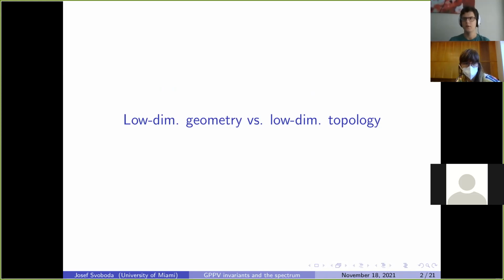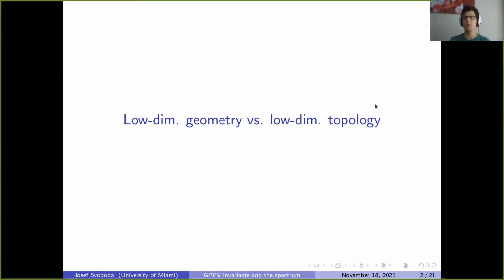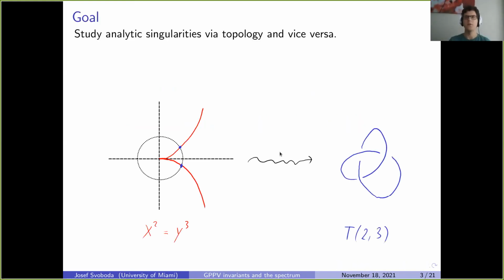Yes. Okay. So there is this very old story of comparing low-dimensional geometry and low-dimensional topology, which started many years ago. I don't even know when, but Milnor was one of the first people who proved many things about singularities of surfaces and their topological shadows. So I will start with a very easy example.